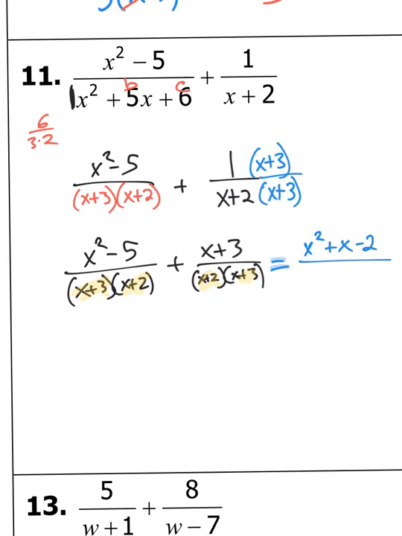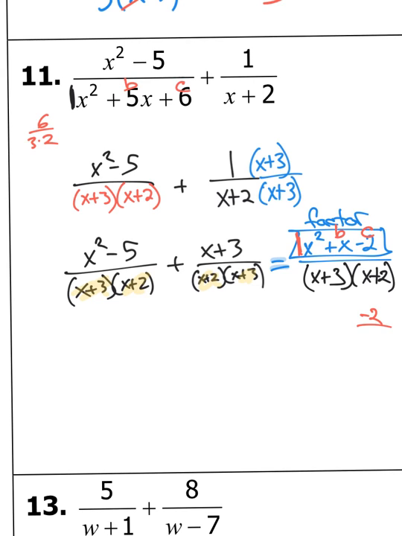Now, again, in the denominator, I'm going to leave it as x plus 3, x plus 2, and you'll see why in a second. Hopefully you're looking at the numerator and saying, ooh, I can factor this. So what are my factors of c that add up to b? Because again, my a is 1. What are my factors of negative 2 that add up to positive 1? So my numerator is now x plus 2, x minus 1. That's a positive 2 and a negative 1. So that's my new numerator.